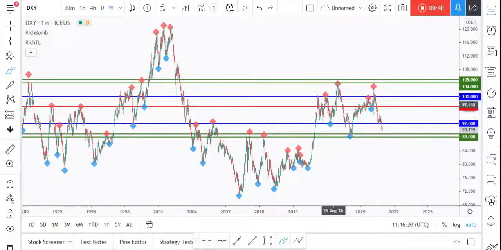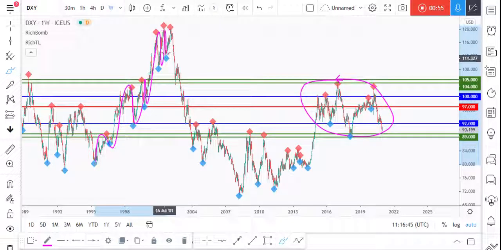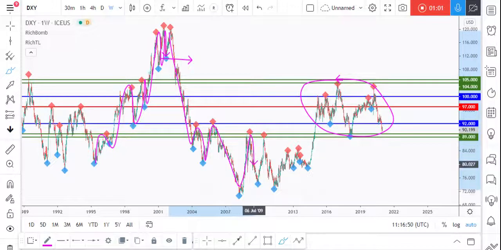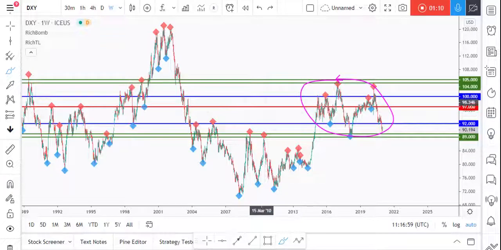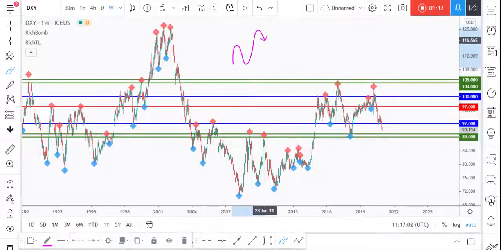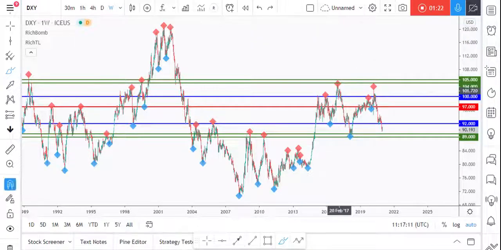And from a market structure perspective, we can see that the DXY, as mentioned, is stuck inside this range. Previously price was making higher highs and higher lows, so we were in a bullish trend, and then the last swing low was broken downwards, so we are now in a downtrend. Price is making lower lows and lower highs. So as per market structure, we either have a bullish trend, making higher highs and higher lows, or a bearish trend, making lower lows and lower highs, or it can be stuck inside a range.